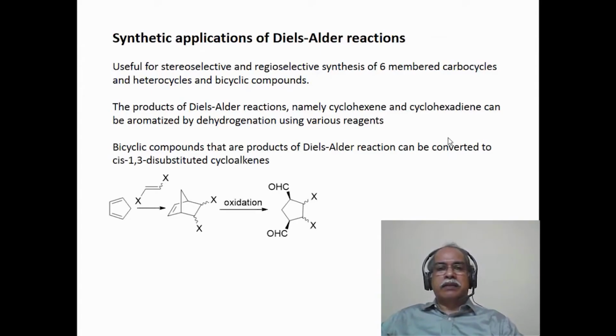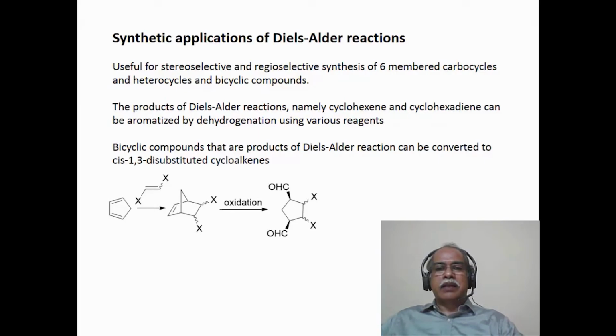Now, Diels Alder reaction initially gives a 6-membered carbocyclic ring or a 6-membered heterocyclic ring, depending upon whether we are doing a carbon-based diene and dienophile or heteroatom-based diene and dienophile. It can also produce bicyclic compounds if the diene or the dienophile is already cyclic in nature.